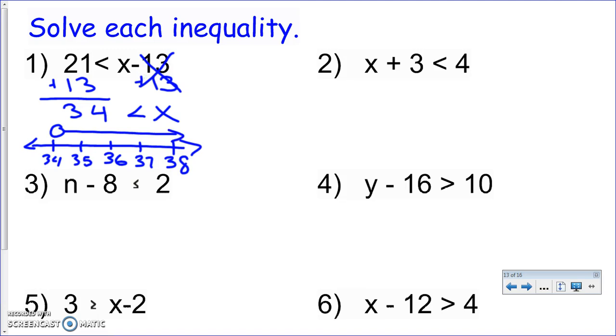And we know x is greater than 34, so the arrow goes to the right, and it's not equal to, so we have an open circle when we graph it.